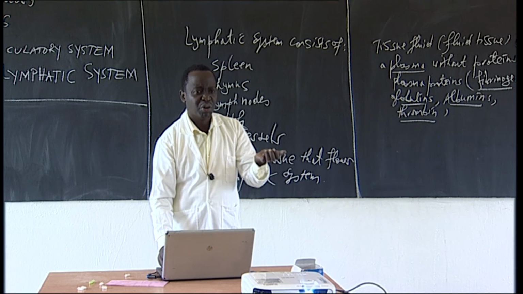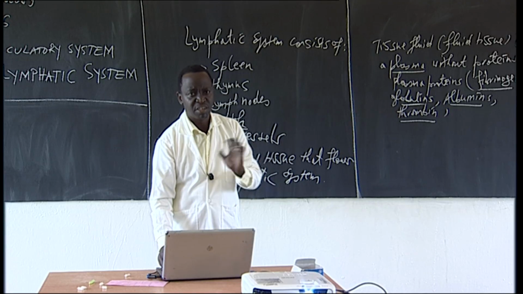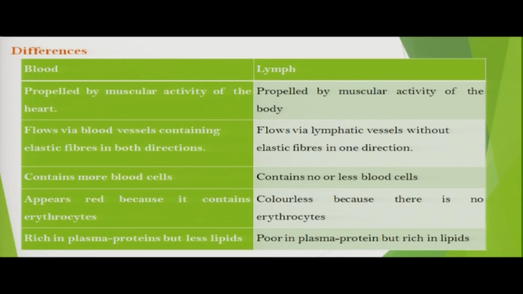Few blood vessels, less blood vessels, or sometimes no. Blood is red in color because it contains what? It contains erythrocytes, hemoglobin. Lymph is colorless because there is no red what? No red blood cells, no erythrocytes, no hemoglobin.